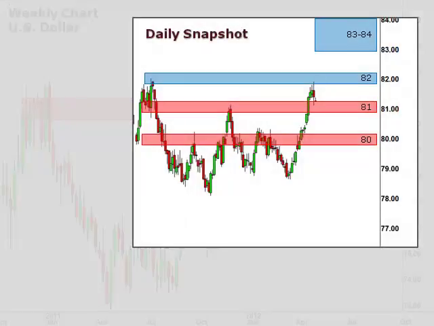Let's take a quick look at the daily chart. The daily chart reflects the near-term support at 81. A break above 82 opens the window for a continuation higher towards the 83-84 box.